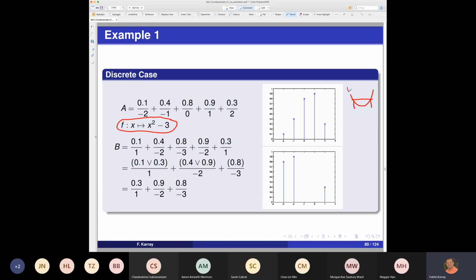And this parabola has the value of 0 at x equal to square root of 3. So that's the origin of the function, shifted by square root of 3. So let's look at this particular example.